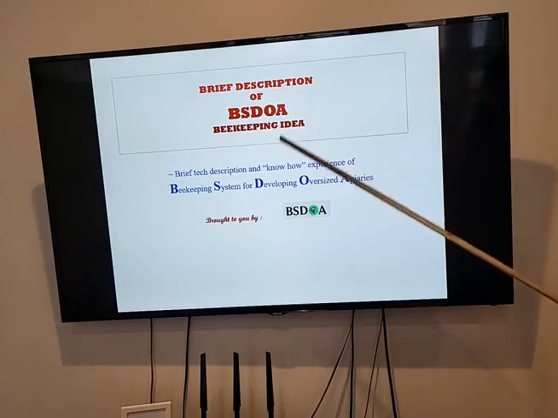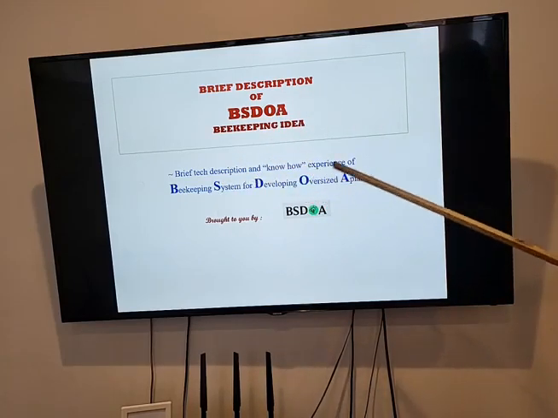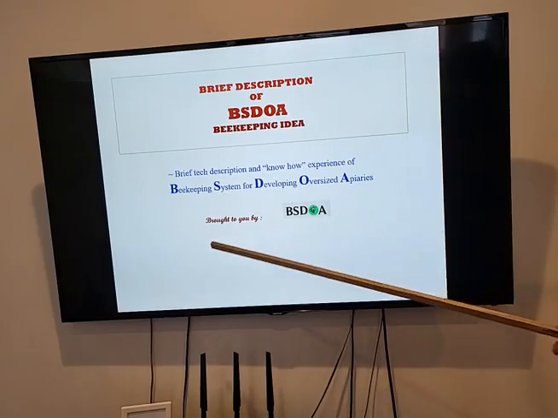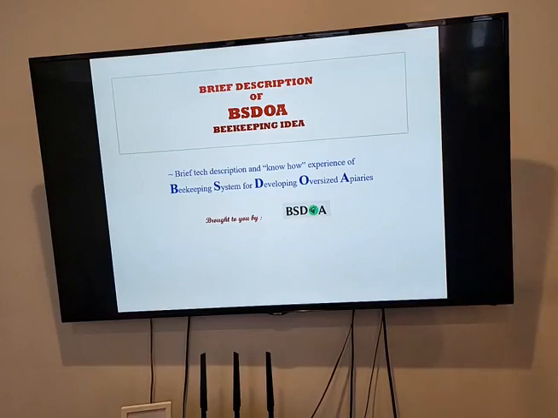Brief description of Bsdoa beekeeping idea. Brief tech description and know-how experience of Bsdoa beekeeping system for developing oversized appearance. Brought to you by Bsdoa. Okay, let's go to the next.